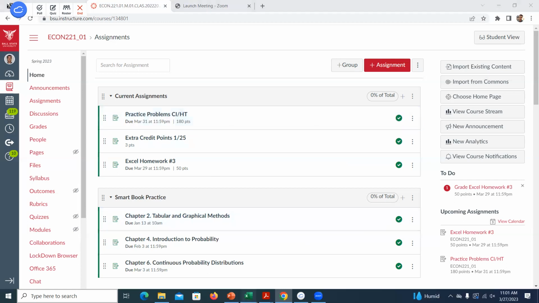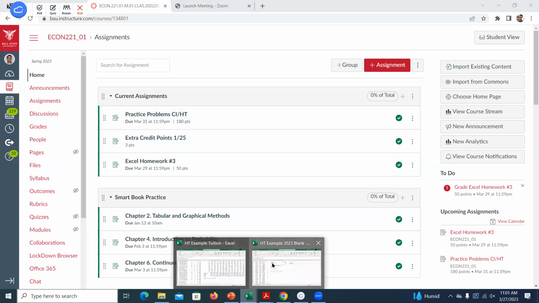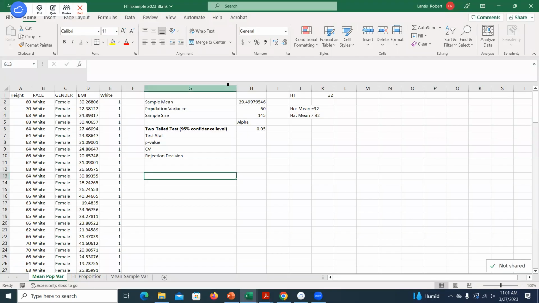So what I'll be doing today is using this HT example 2023 blank that's up on Canvas. I'll also be going through how we do this in hypothesis testing Excel, while simultaneously doing it on the board so we can connect those two. Before I do that, I want to summarize what we've been doing. I'll mark this down.